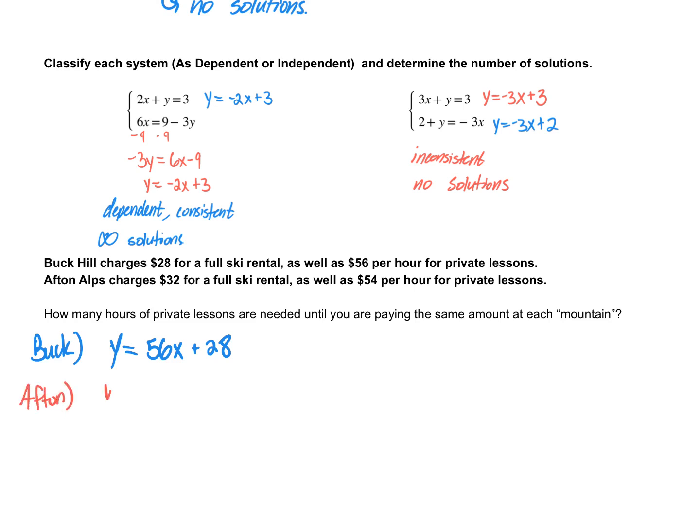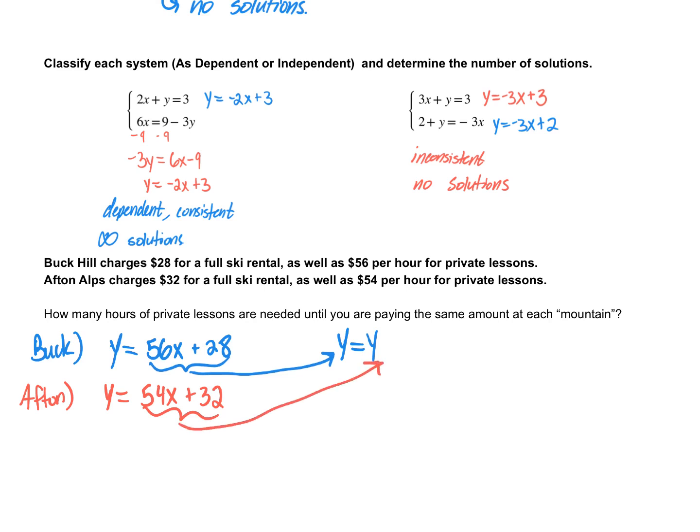If I do that for Afton, I'm going to get y equals 54x plus 32. So we want to figure out when they're paying the same amount. So can we agree that y is equal to y? So if we can agree with that, then I'm going to plug in 56x plus 28 for one side of y and 54x plus 32 for the other side to equal y. So 56x plus 28 equals 54x plus 32.